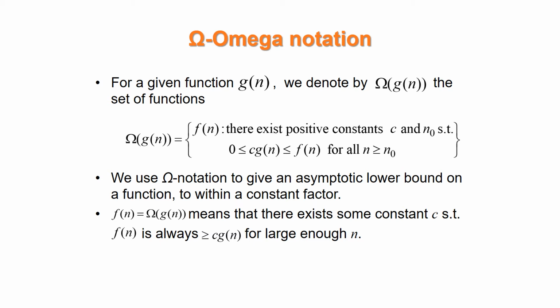We use omega notation to give an asymptotic lower bound on functions, to within a constant factor. f of n equals omega of g of n means that there exists some constant c such that f of n is always greater than or equal to c g of n for all large enough n.